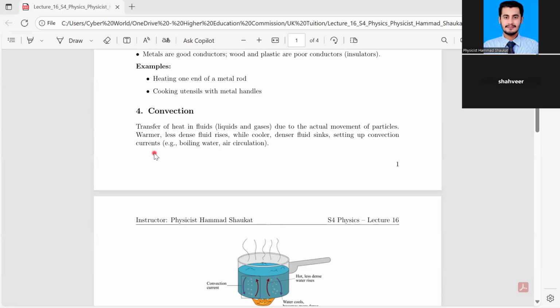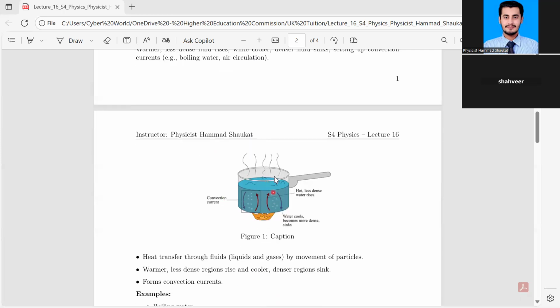And this phenomenon happens when you simply boil water. Here you can see a bowl with water inside, and when you put it on a fire, you can see the less dense molecules of water rise up to the top of the water, and the high density molecules come to the bottom of the container. So this cycle is known as the convectional current, right?